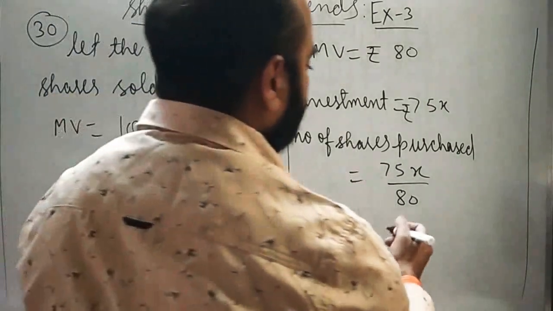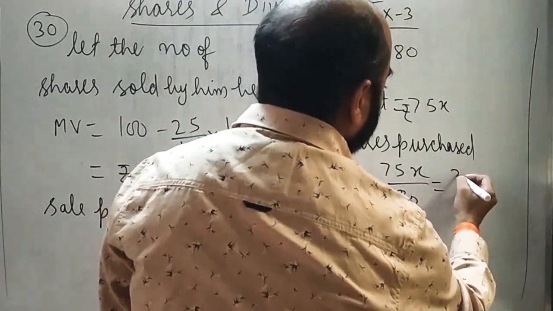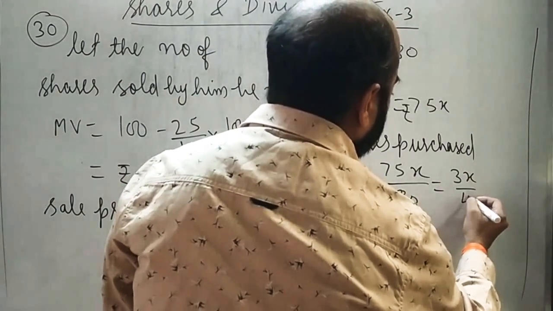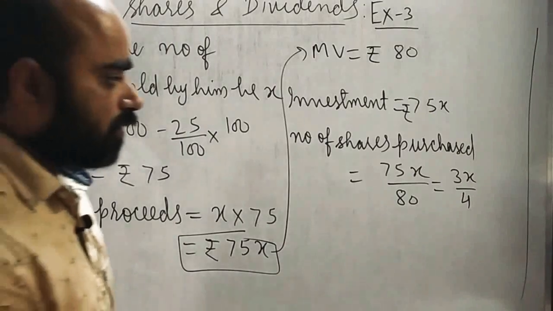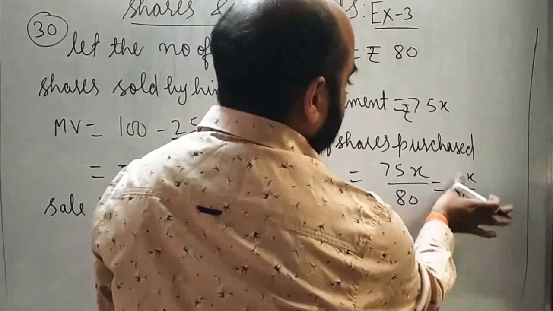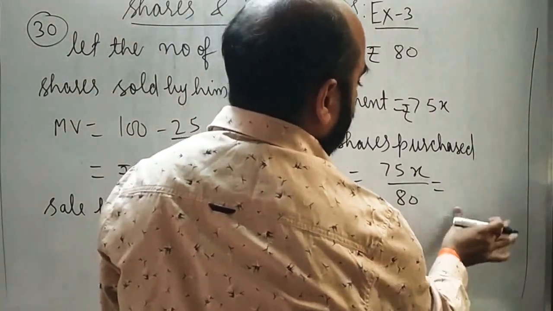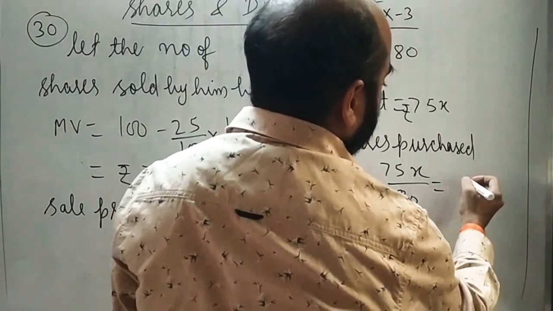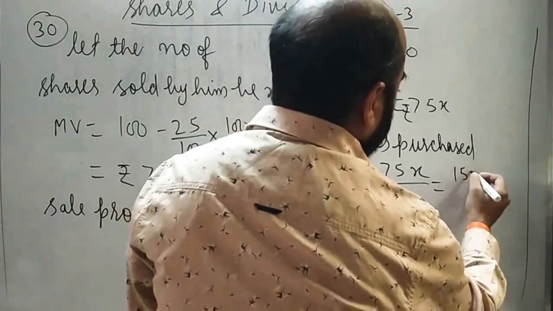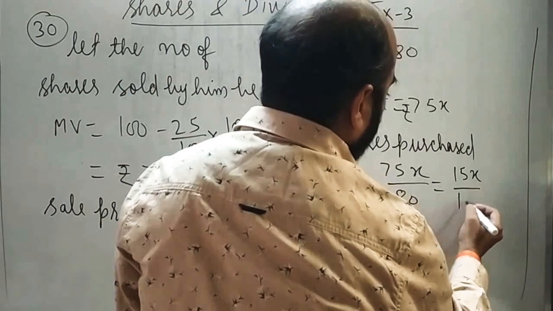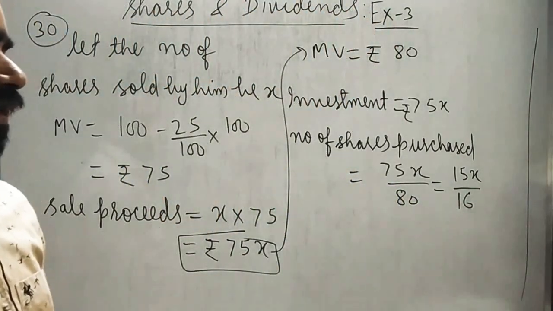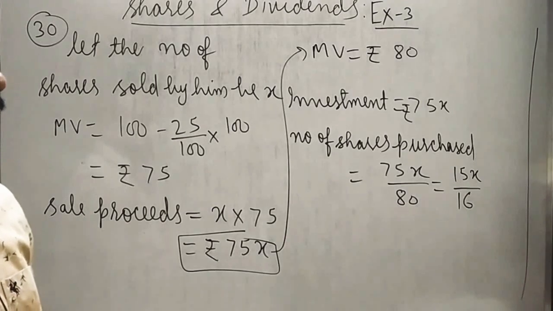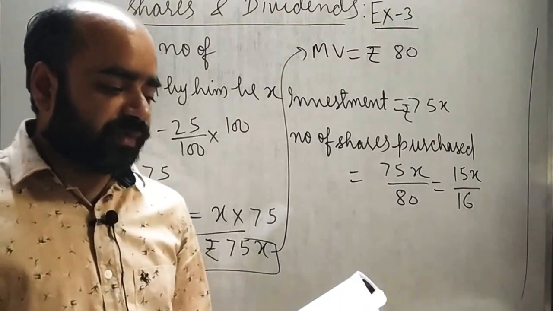So that will give what? 75X upon 80, which simplifies to 15X by 16. So this is the number of shares purchased.